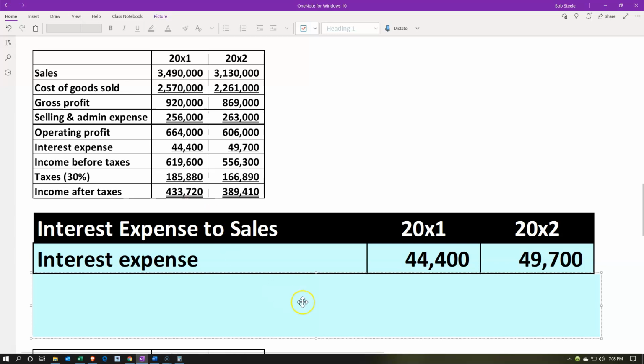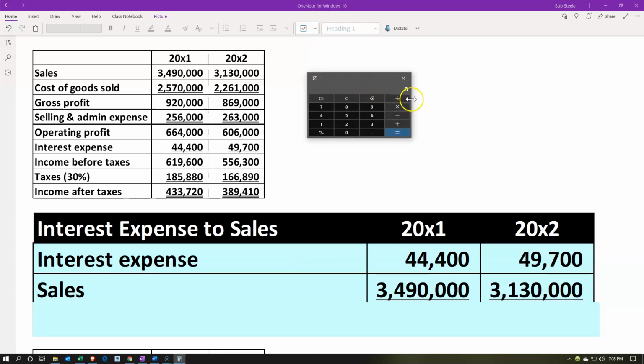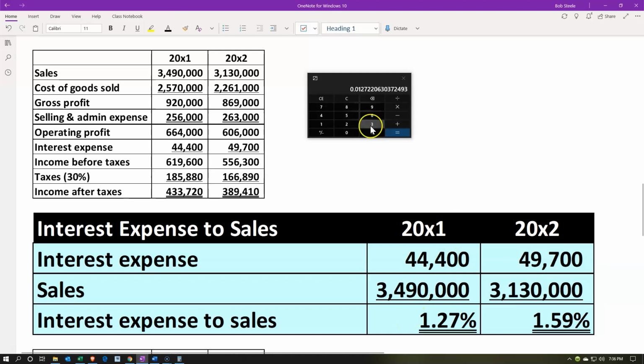So the interest for 2000 X1 and X2 is compared to the top line, to sales. Why did we want that purchasing power? Because we thought it could help us to increase the revenue. So 44,400 divided by 3,490,000, that's going to give us, if we move the decimal over, 1.27 about.